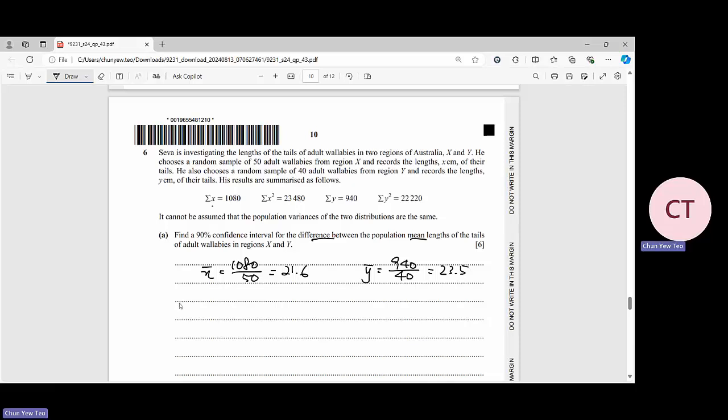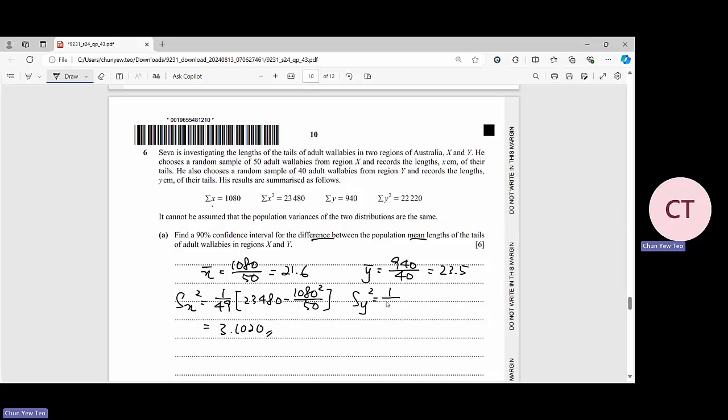Then now we want to find the unbiased estimations of the population variance. So over here, we need to find SX squared. The formula for SX squared is 1 over 49, times 23480 minus 1080 squared divided by 50. So press the calculator, we are having 3.1020.